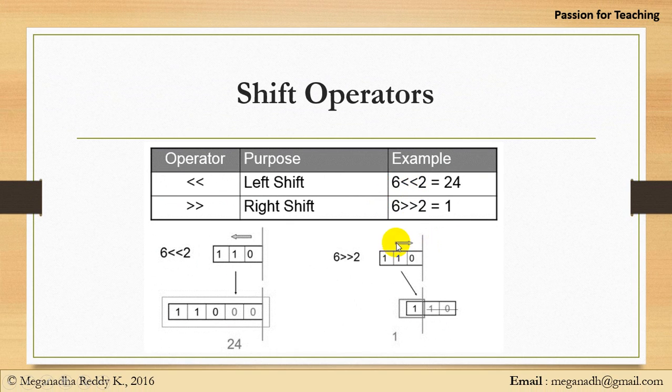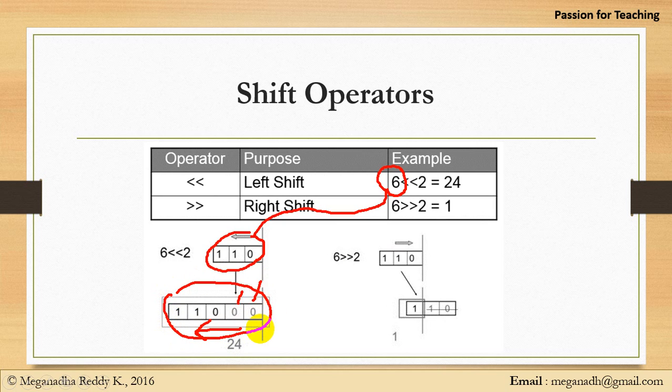Now let's see this. First, you have to convert this 6 to binary. That will be 110. Now, left shift 2 means you have to move this to the left side 2 times and add zeros at the right side. So 0 and 0 here. Now convert the whole thing to decimal, and that is our answer. I will explain this with one more example.